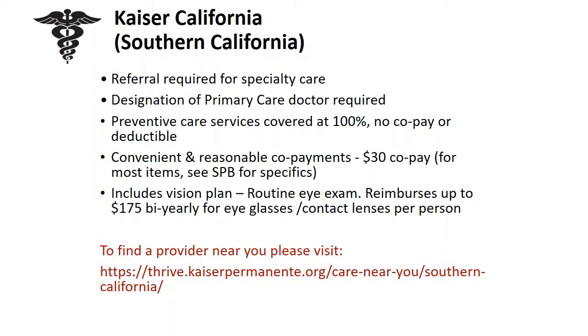Kaiser California is our HMO provider. This means that you'll be assigned a primary care physician and your care will take place at a Kaiser facility. This coverage is available for both 29 Palms and Bridgeport employees, though the providers are not located in the direct area. Please visit the website listed above to find a provider closest to you.